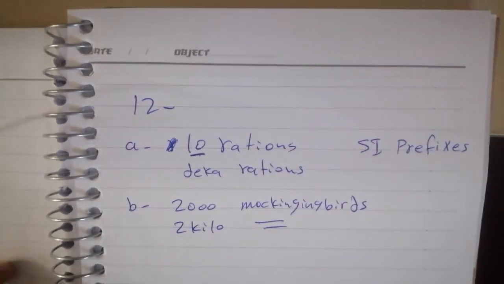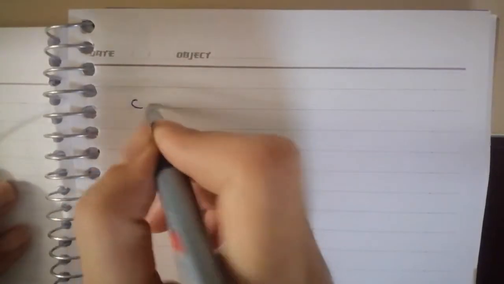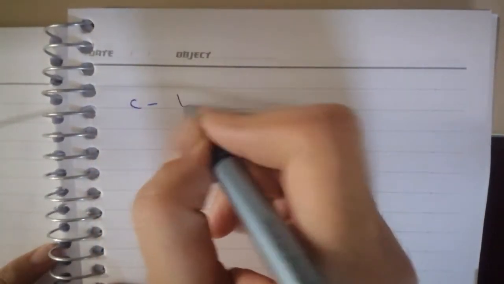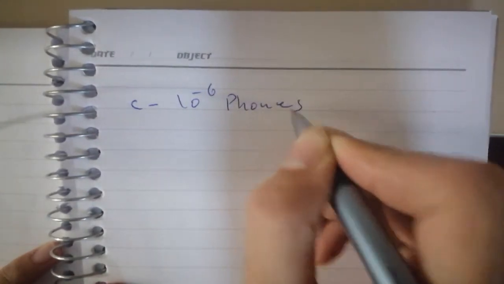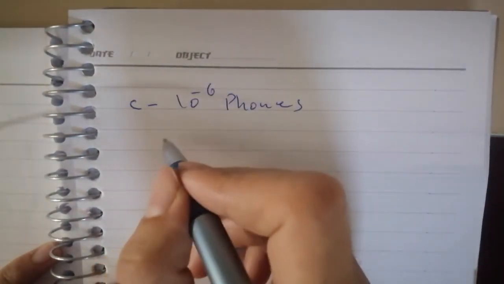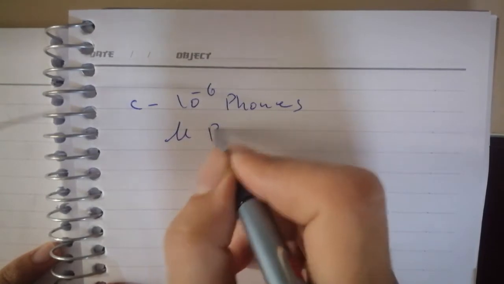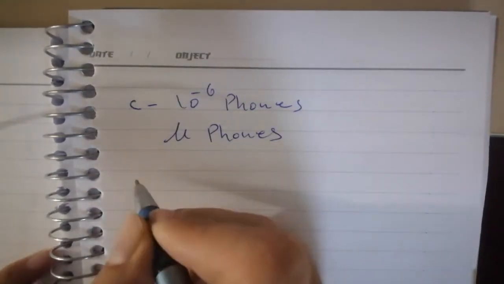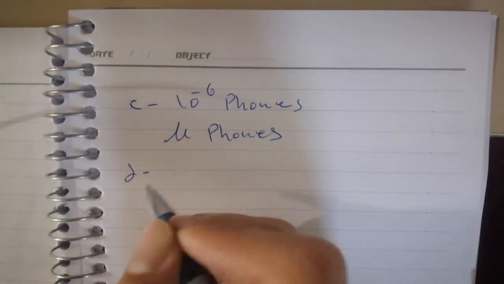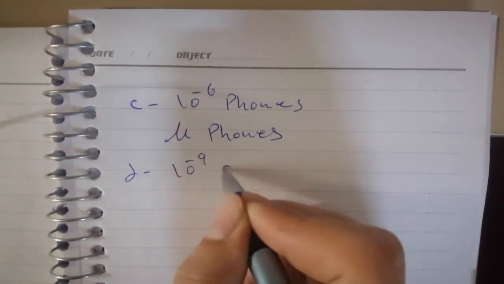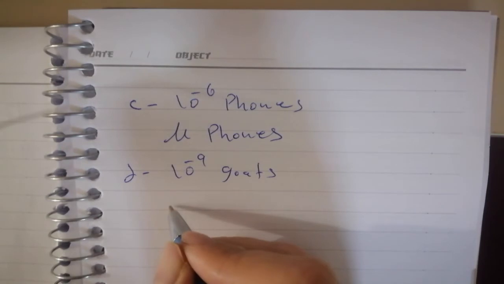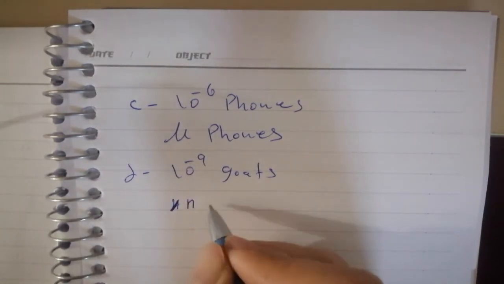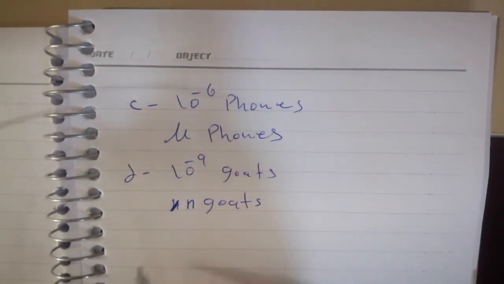So C, let me turn the page. C says 10 to the power -6 phones. 10 to the -6 means micro. So I'll just write down microphones. That's what it means. What about D? D says 10 to the power 9 goats. So 10 to the power 9 means nano. So I'll just write down nano, small n, goats. That means nano. All right.